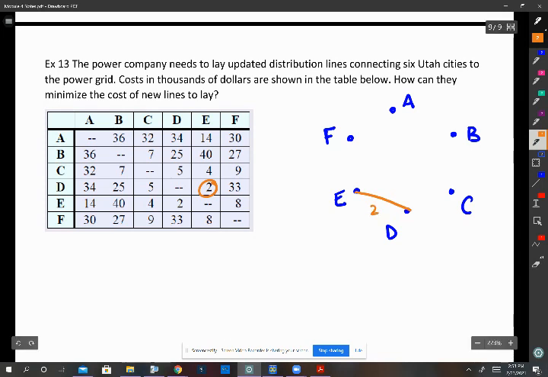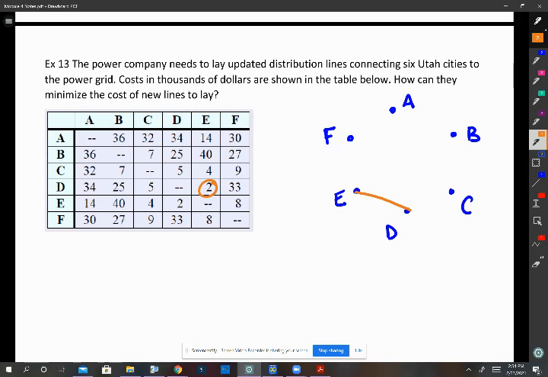You want to be careful. Pay attention to what it's asking you. In this case, it says the cost in thousands of dollars is in the table below. It says, how can they minimize the cost of new lines to lay? Now, if it says what is the cost going to be, then keep track of your values. In this case, it doesn't. It just says, how can they minimize the cost, not how much would it save them.